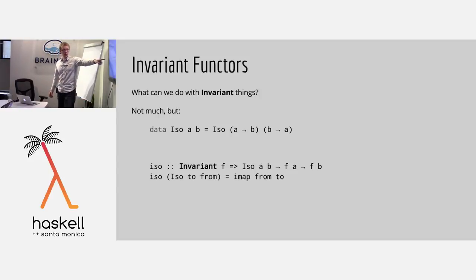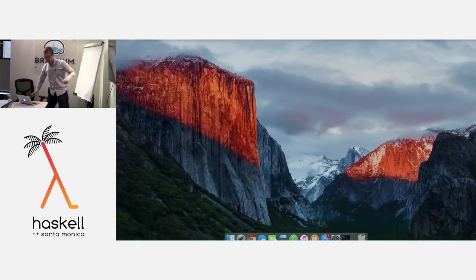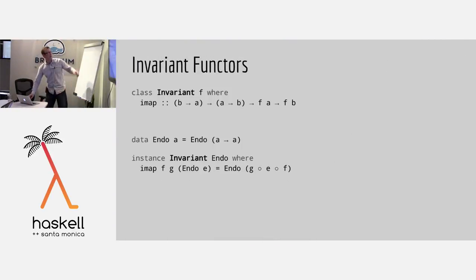If I have one of those and an invariant functor, then I can take this isomorphism and lift it over an f of a to give me an f of b. How do I do that? I take my forward direction from my isomorphism and my backwards direction from my isomorphism, and I just do this IMAP operation. Remember, IMAP took two functions, so this is exactly what's packaged up inside my isomorphism class.